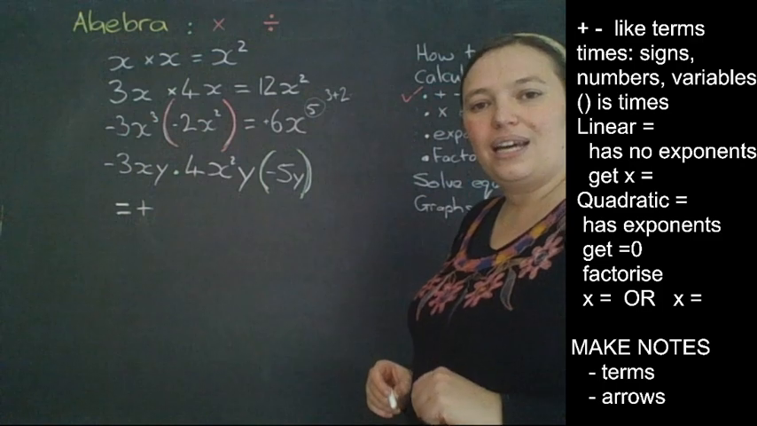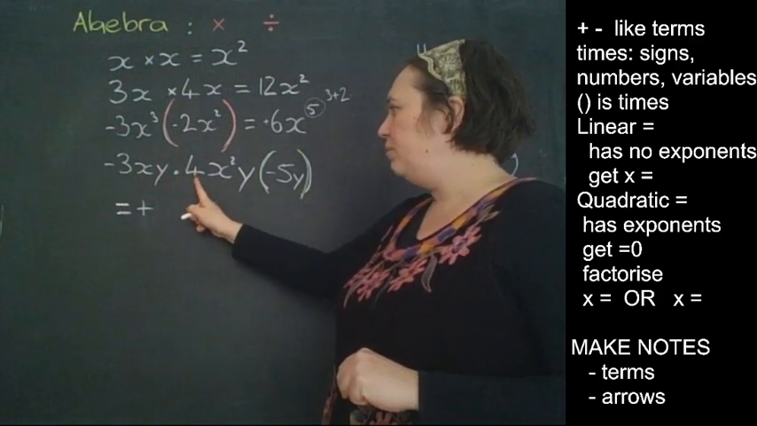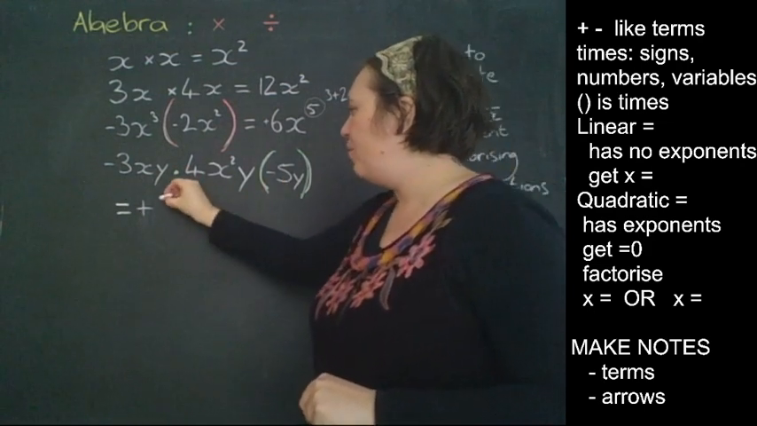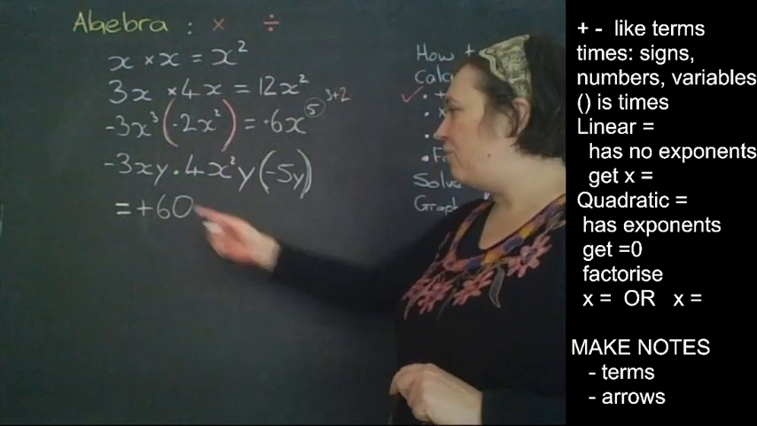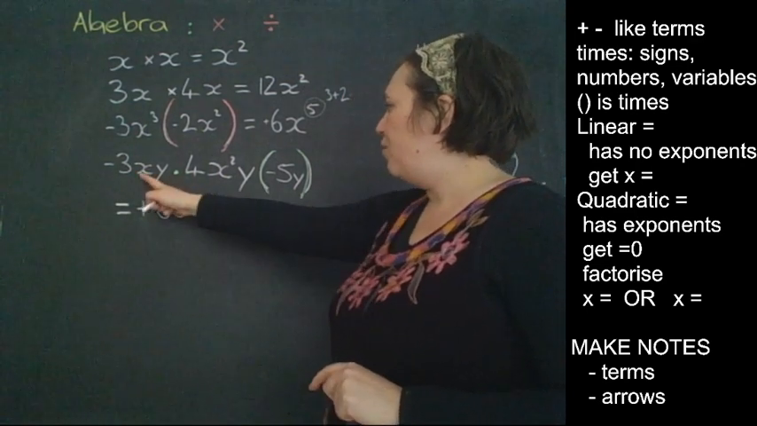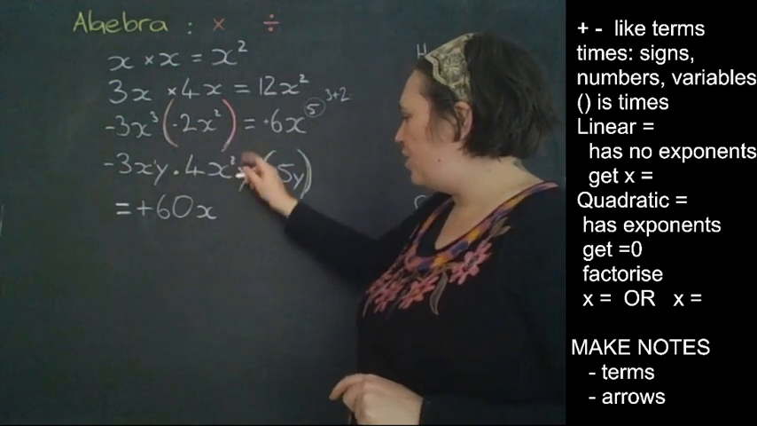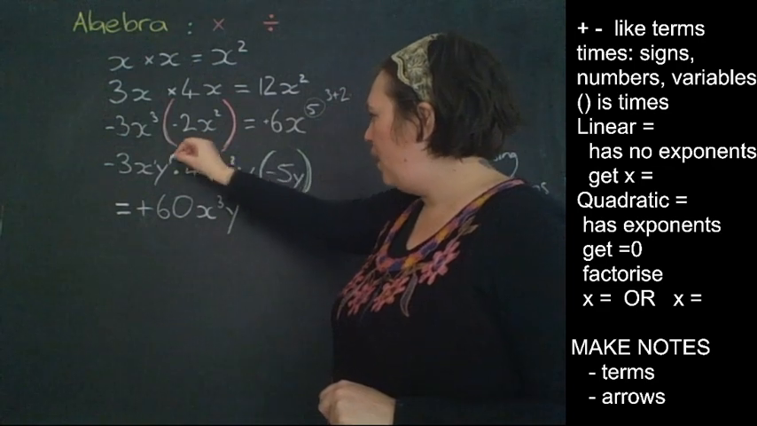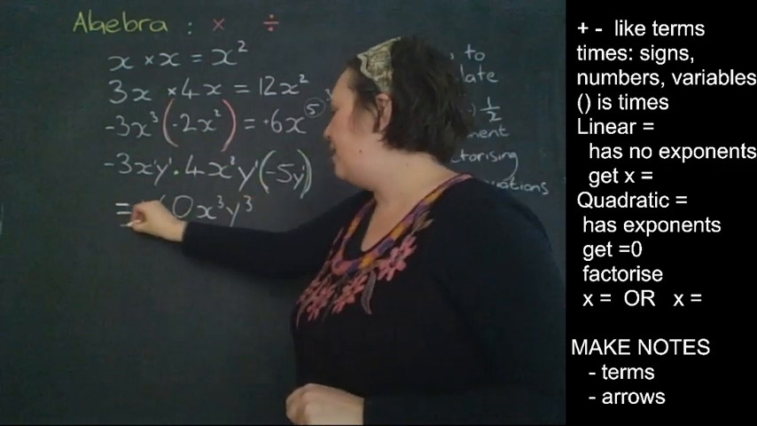Now we look at the numbers. 3 times 4 is 12. 12 times 5 is 60. Okay, now we look at our variables. We've got x's. So the x's is, here there's 1, 2, 3. And the y's, we've got 1, 2, 3. And that's our answer.